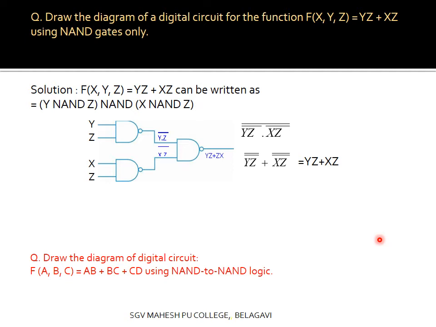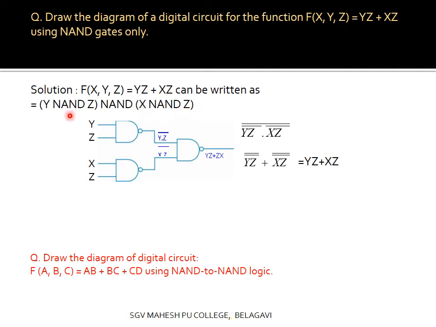Now let's try designing a circuit using NAND gates only. Let's say a question is given to you where we are supposed to draw a circuit diagram for yz plus xz in terms of NAND gates only. How do we represent this? Let's check it out. Your function yz plus xz can be represented as y NAND z, and between these two I'm representing the plus as NAND as well, and for xz I'm representing x NAND z.